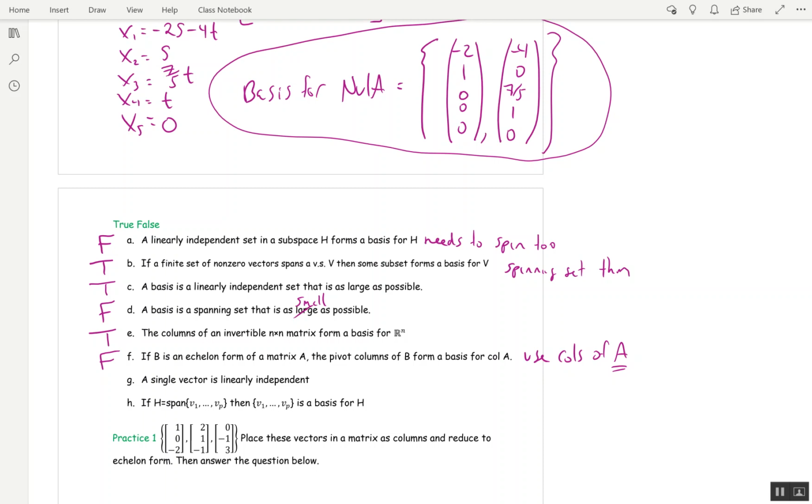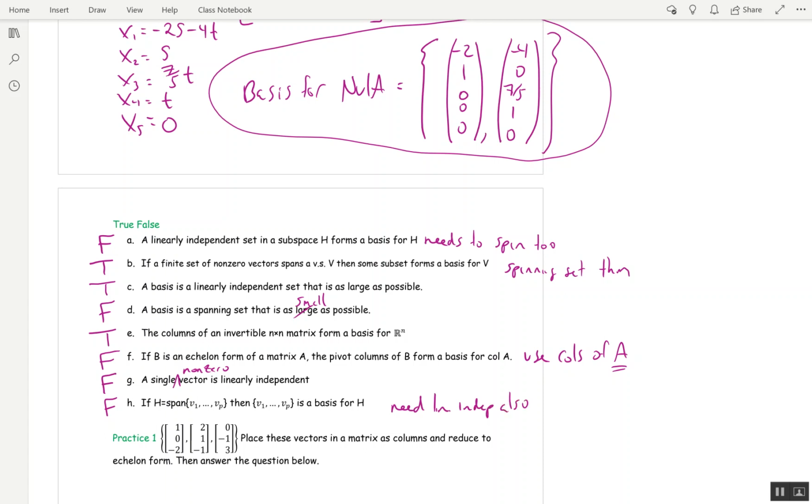A single vector is linearly independent. Well, that's a trick. It's false because that single vector could be the zero vector. So you'd have to say a single non-zero vector is linearly independent. Then it would be true. All right? And then finally, if H is the span of V1 through Vp, then V1 through Vp is a basis for H. Again, false, because no one told you that V1 through Vp is linearly independent. So you would need linearly independent also.